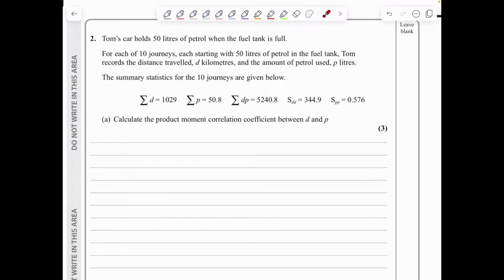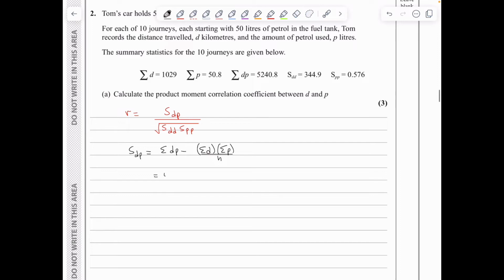Well, let's start by reminding ourselves that the product moment correlation coefficient is given by Sdp over the square root of Sdd times Spp. Well, we've got Sdd and Spp, and we need to find Sdp, which is sigma dp minus sigma d times sigma p over n. Well, in our case, this is 5,240.8 minus 1,029 times 50.8 over 10, because we've got 10 observations, so n is 10.